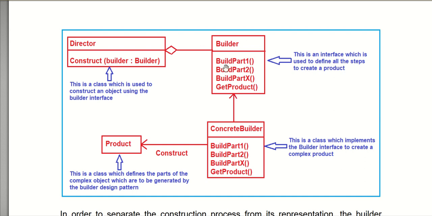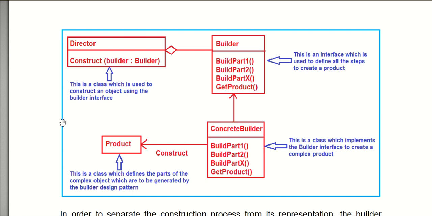So how the building will happen, we will first build part 1, part 2, part n or x, and then we get the product. Okay, so this is basically the contract for a builder. Then a concrete implementation, which basically implements my contract, that is the builder. Okay. So when we call the get product, it will end up producing a product which is the ultimate end product of my builder design pattern.